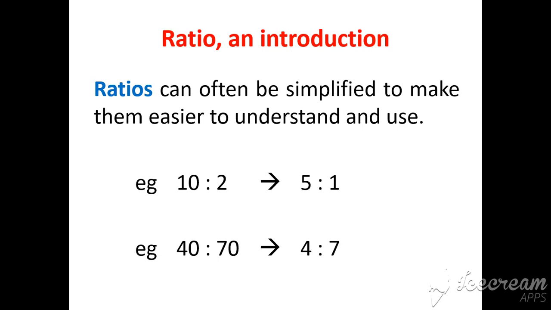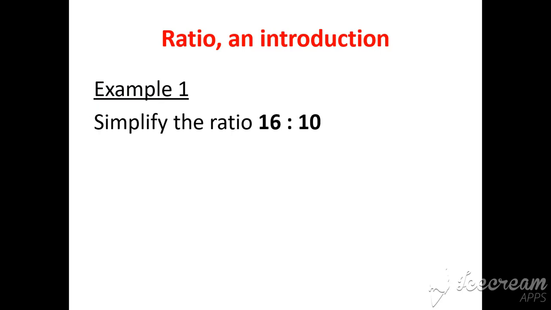So, ratios can often be simplified to make them easier to understand. The ratio of 10 to 2 is exactly the same as 5 to 1. The ratio of 40 to 70 is exactly the same as the ratio of 4 to 7. So let's talk about and show you how we simplify ratios.